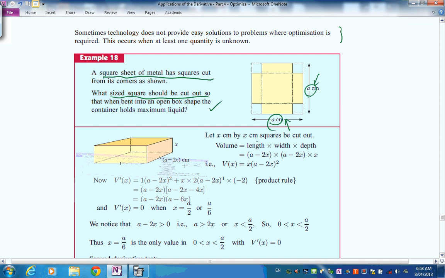So the volume is length by width by depth: A take 2x by A take 2x by x. Remember, same as before, cutting x out of here, what are you going to have left? A take 2x there. So we have it all in terms of a single variable, and then you could square that out and multiply by x, or use the product rule: derivative of the first, second unchanged, plus first unchanged, derivative of the second. Don't forget function of a function, the derivative of this term in here.